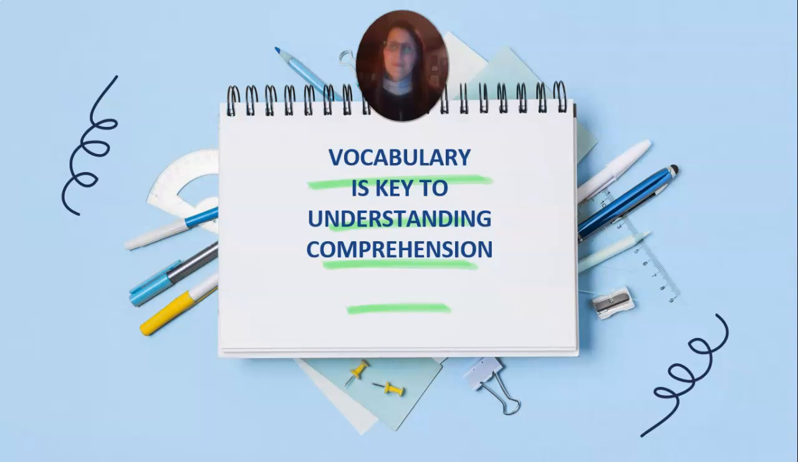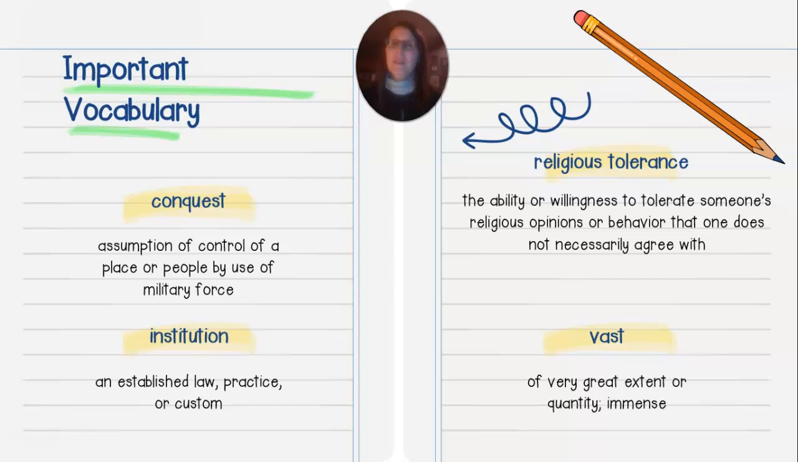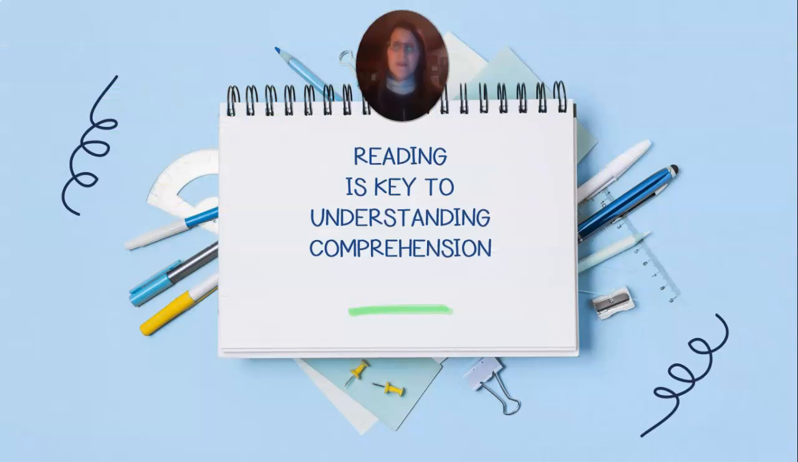Vocabulary is key to understanding comprehension. So the word conquest is the assumption of control of a place or people by use of military force. An institution is an established law, practice, or custom. Religious tolerance is the ability or willingness to tolerate someone's religious opinions or behavior that one does not necessarily agree with. And that's, as you notice, with Cyrus. And then vast is of great extent or quality, immense. So vast means large areas.